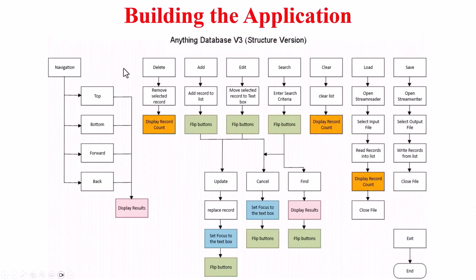This is what we're looking like here. This is the same hierarchy chart we had for the text version of this thing. We're going to have a navigation section here, and all these buttons that we're going to have on our form: delete, add, edit, search, clear, upload, and save. Plus update, cancel, and find are also part of it. And we'll have some redundancy here, so we're going to be creating methods that'll display record count, flip buttons, and so on as we move through this thing.